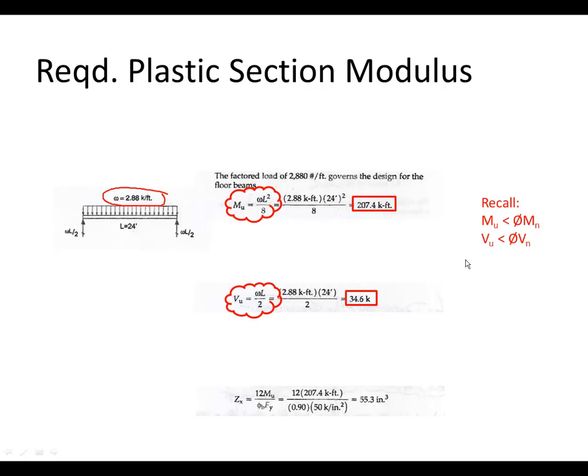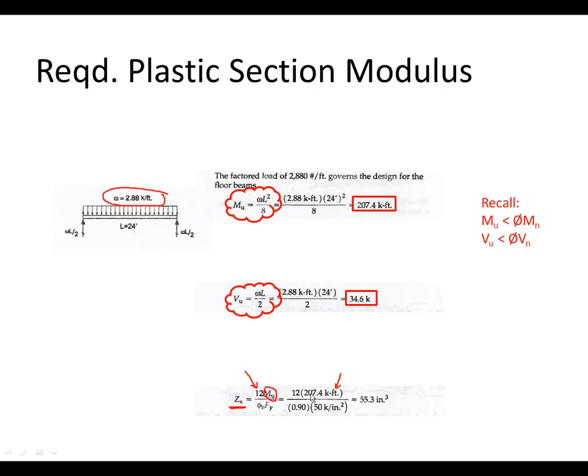The final thing that we want to do right here is, once we've got our moment, now we can determine our plastic section modulus. And so plastic section modulus, if you recall, was that capital C value. This was that equation that we came up with in class. Recall that 12 right there is simply a conversion factor to convert this from kip feet to kip inches, so that when our math comes out in the end, we end up with inches cubed.